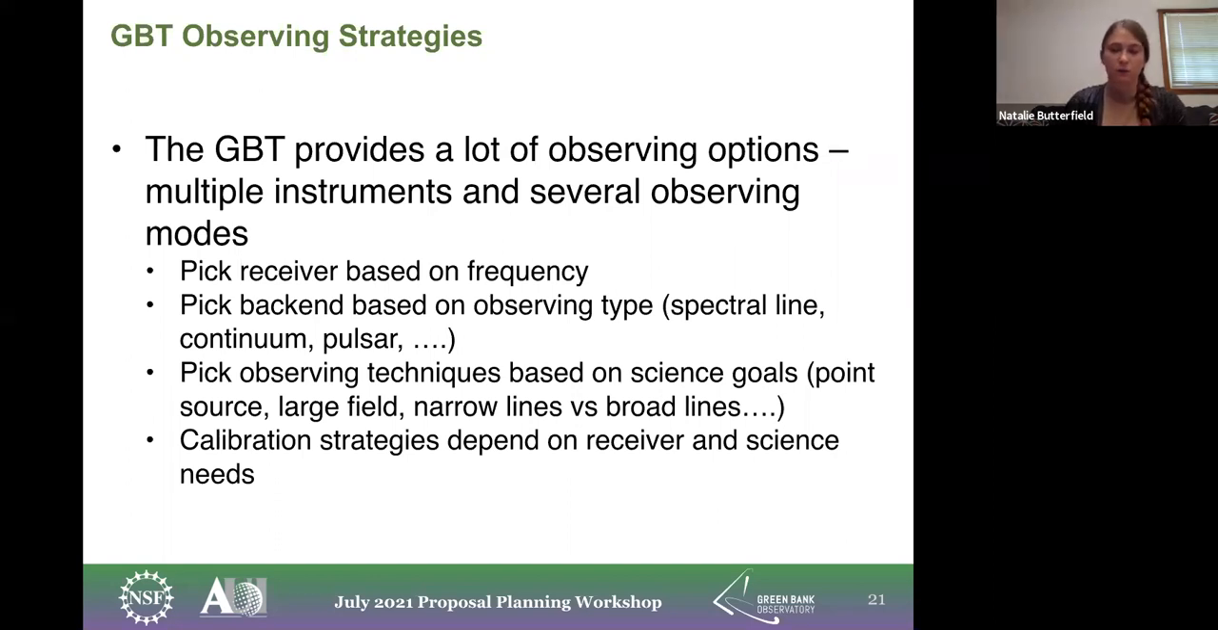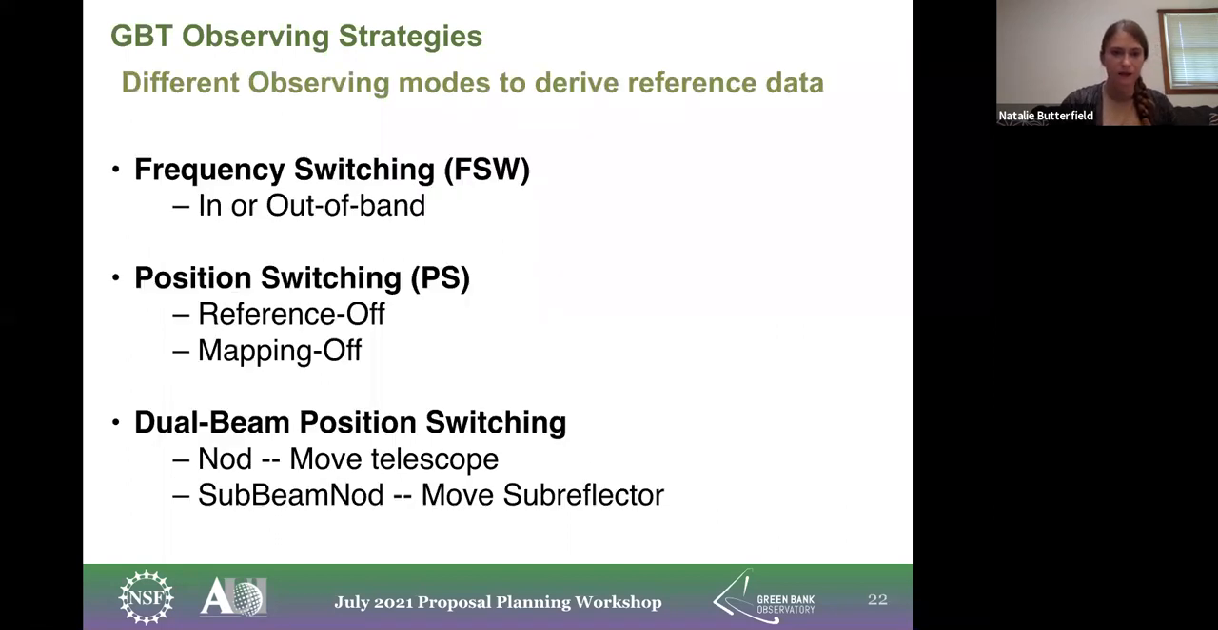Alternatively, if you're observing with prime focus, then you don't need to correct for the subreflector or do the focus for the subreflector, because you're at prime focus, you're not using a Gregorian receiver, and so you don't have to include that calibration in your observational setup. So that's what I mean by calibration strategies depending on your receiver and science needs. They can vary depending on that type of information. All right, so different observing modes to derive your reference data.